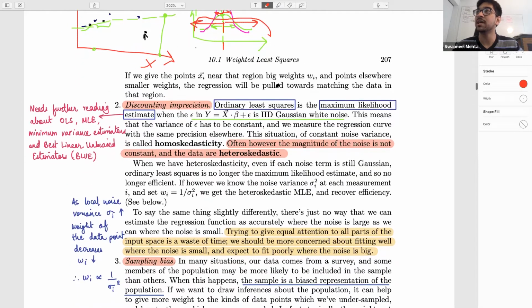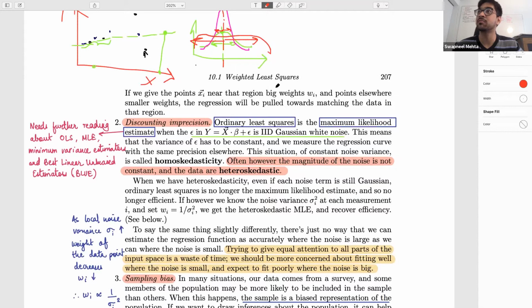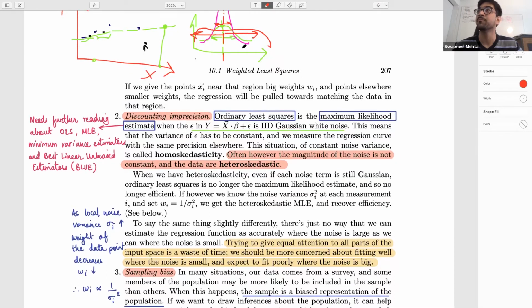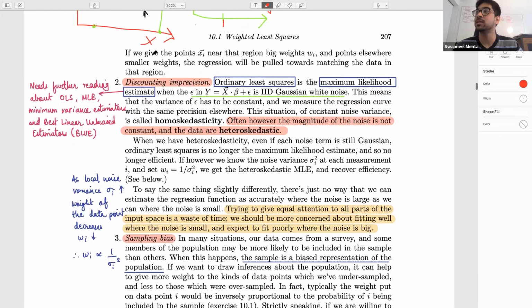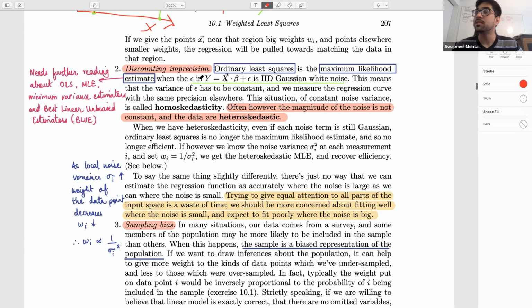Hopefully that gives you this hand-wavy understanding of what mean is, what variance is, and what we're talking about here. So what we're saying is we want to consider these points and weight them higher when my prediction point is closer to them. Very simple to understand in that sense. Discounting imprecision, so Gaussian white noise. I'm not going to talk about the Gaussian distribution right now. I'm also not going to mention white noise right now. We'll get to that later.